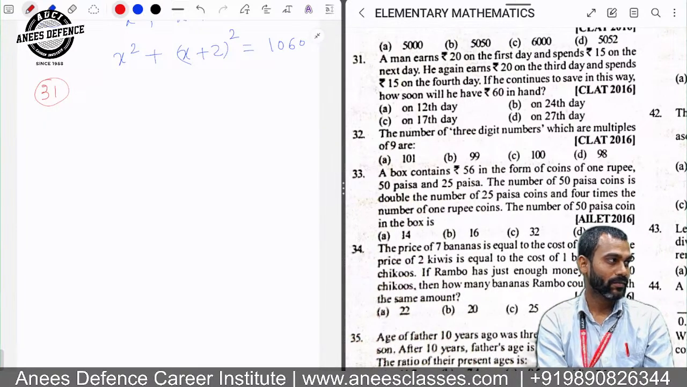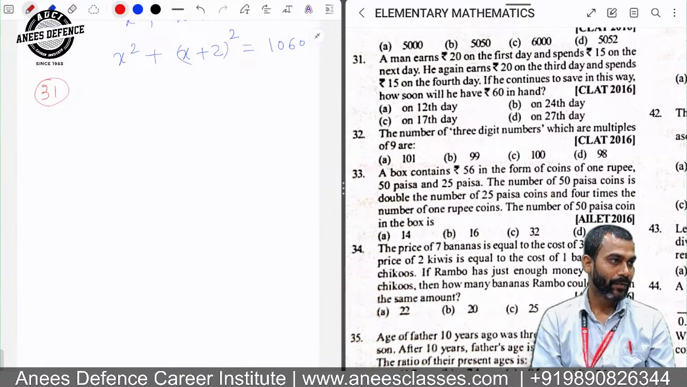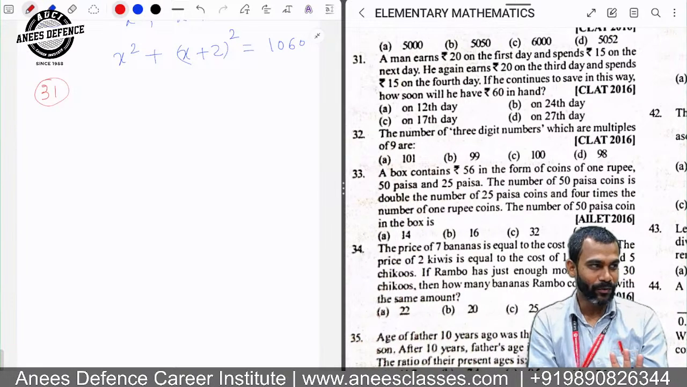First day, he has 20. In the second day, he has 15, because he has to spend 15. So 5 rupees is effectively for 2 days. How many rupees will he have at the end of 2 days? 5 rupees. Yes or no? So for 2 days, 5 rupees.